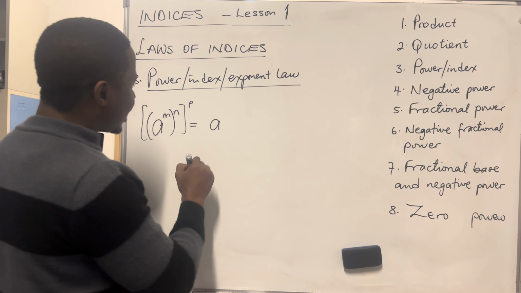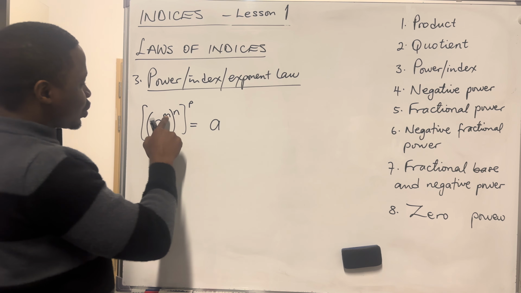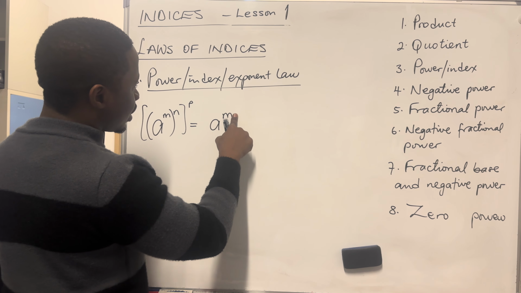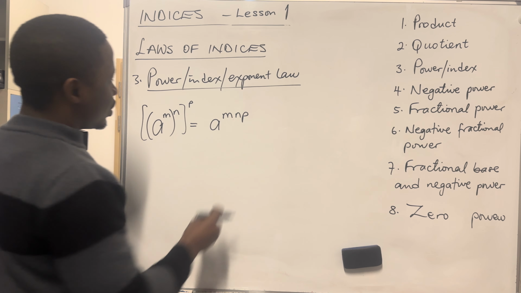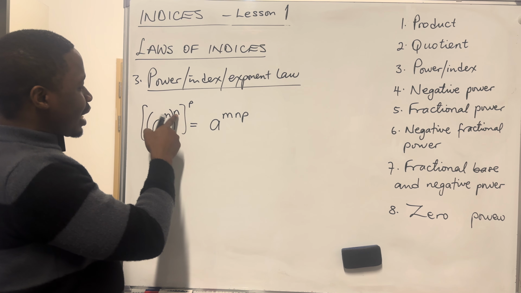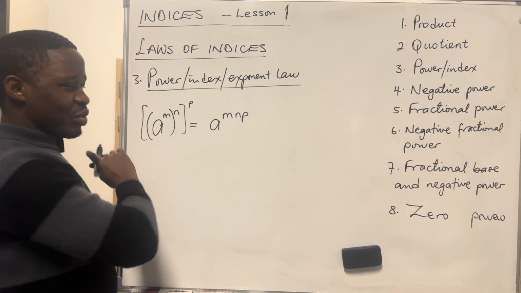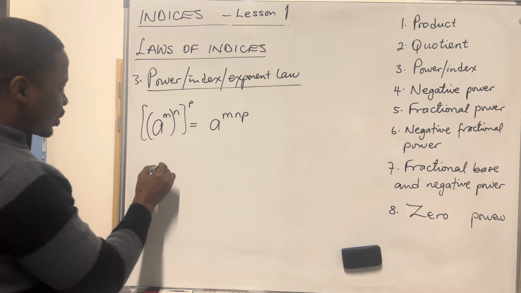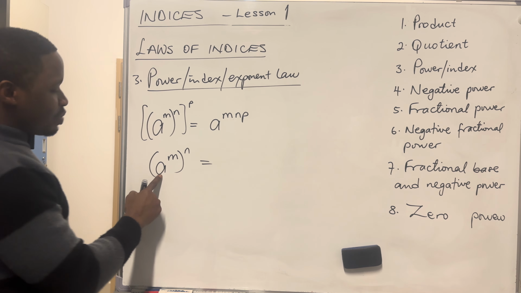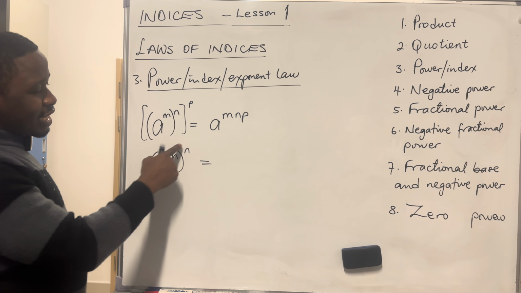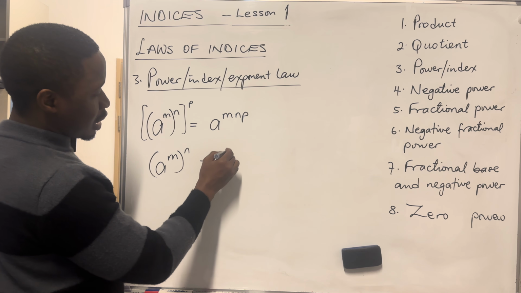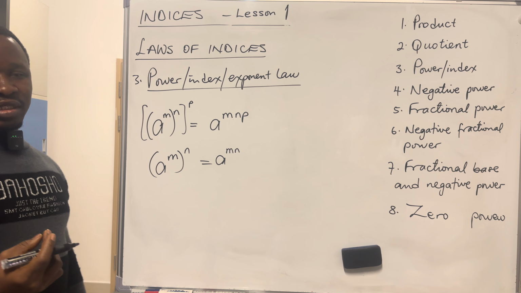So when a base has two or more powers, what happens? We take the base, then we multiply the powers. So m times n times p. But since we are multiplying, you can call it PNM, NMP, NPM, no problem, just the same. So a to the power m to the power n. This base has two powers, one inside, another outside. What happens? We take the base, then we multiply the powers, m, n. We don't add the powers.